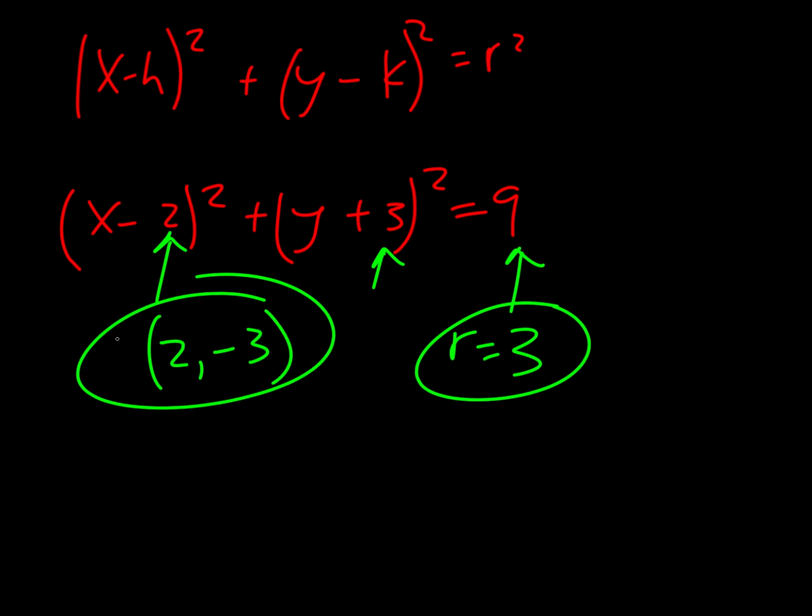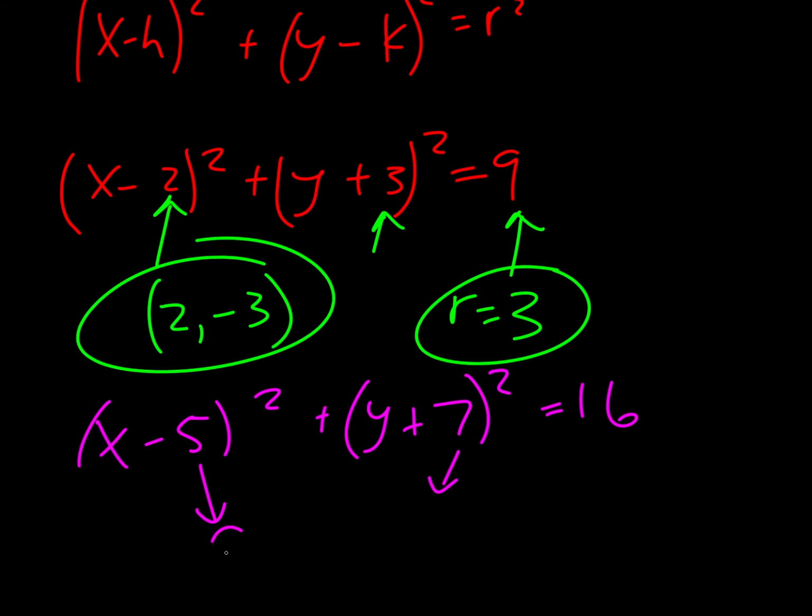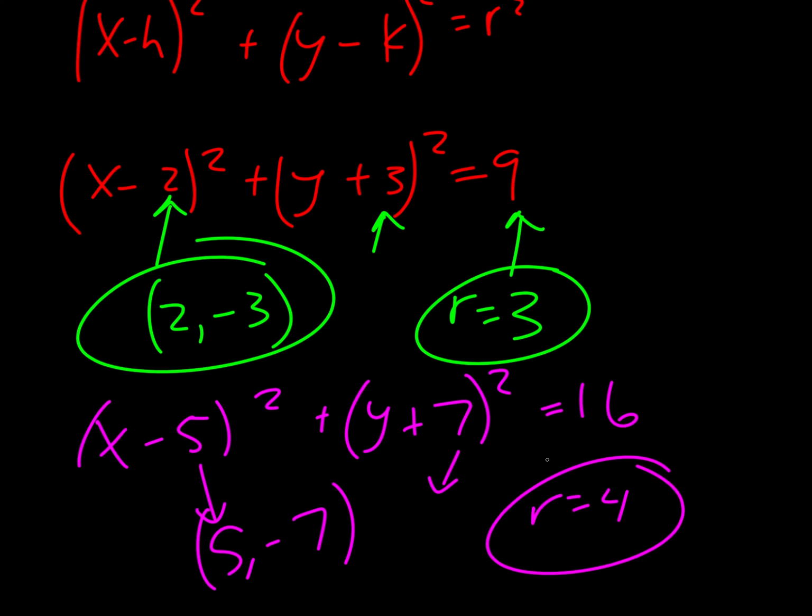Let's do one more of those. So if we have x minus 5 squared plus y plus 7 squared is equal to 16. We pull out the center like this. 5, negative 7. Once again, change the sign, and then we want to square root this, and so r is going to be 4. Okay?